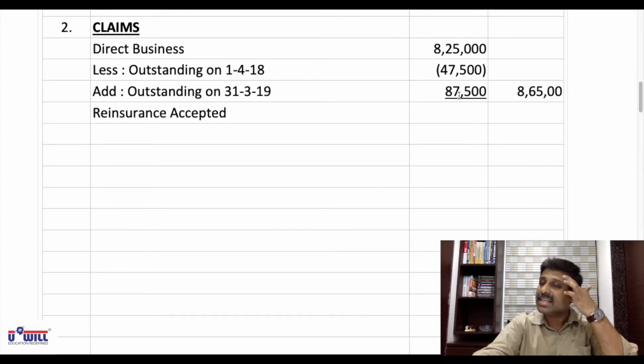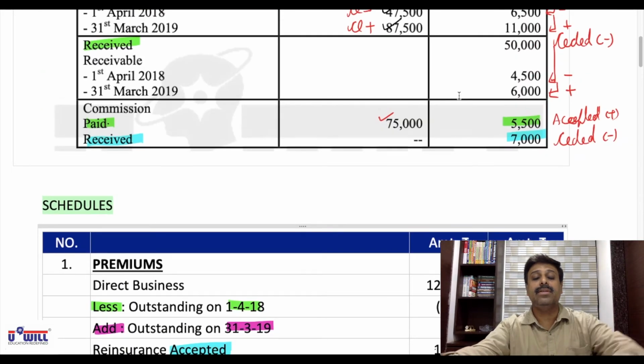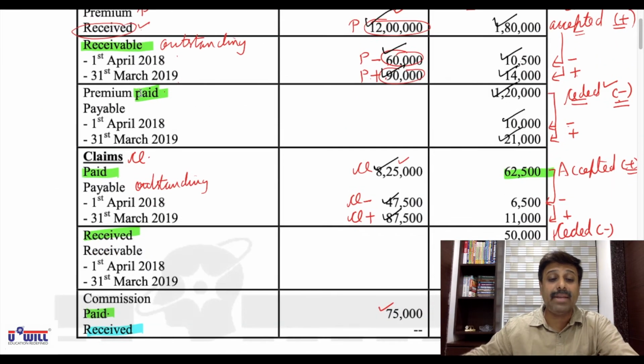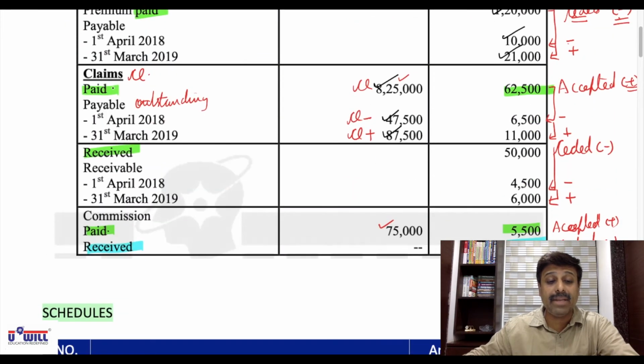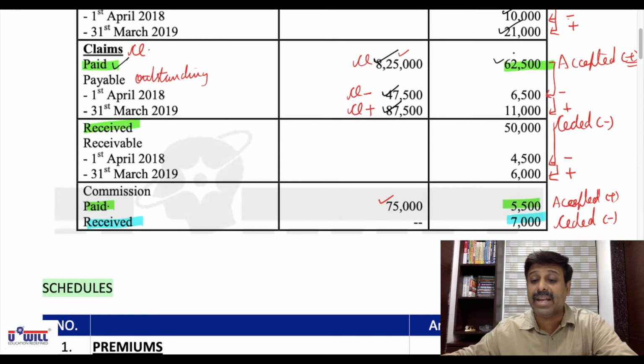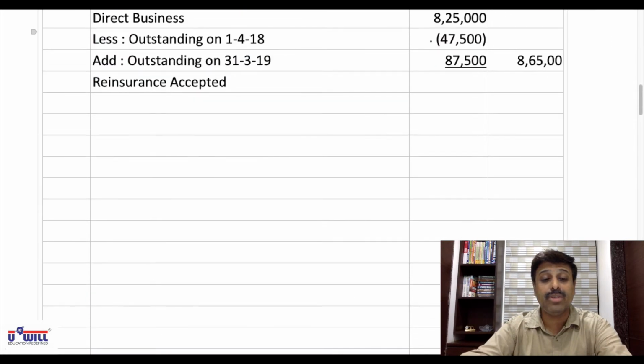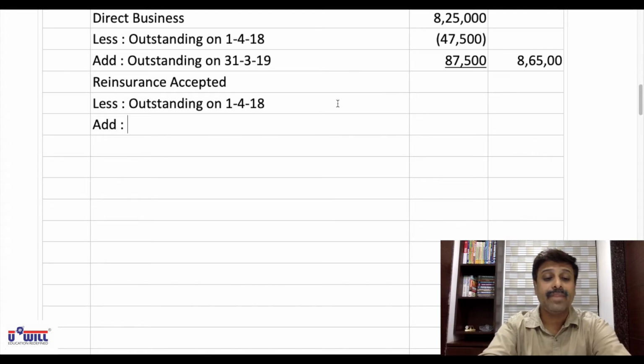Now we will take reinsurance accepted. So in claims, as we discussed, we have paid the money. Okay, in reinsurance we have paid the money in case of claims. So whatever amount is paid, that is accepted. So in claims also what we will do is reinsurance accepted will minus the opening outstanding, that is on 1,418, and we will add the closing outstanding, that is on 31,319.